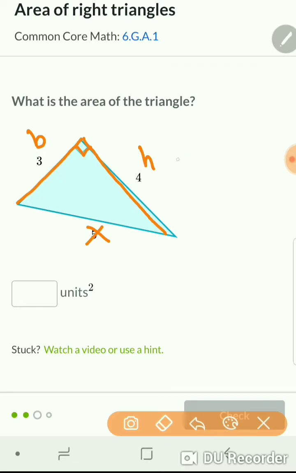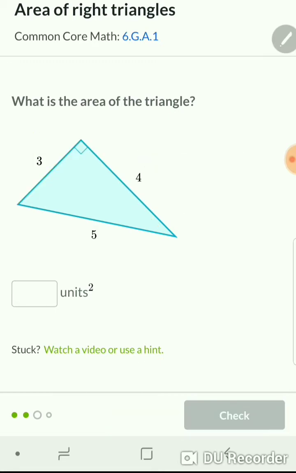So I'm going to take 3 and 4 and multiply them. 3 times 4 is 12. 12 divided by 2 gives me 6. So the area of this triangle is 6 units squared, or 6 square units.